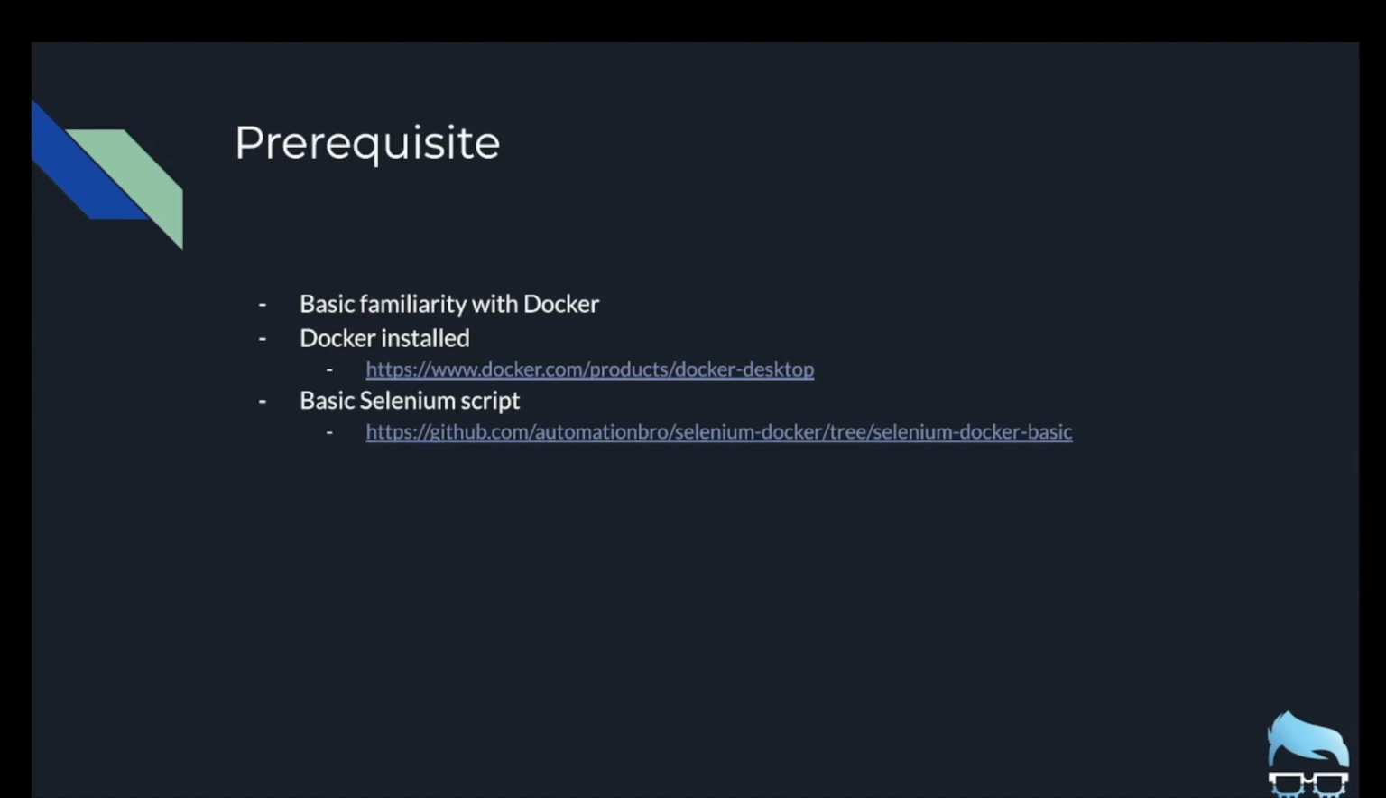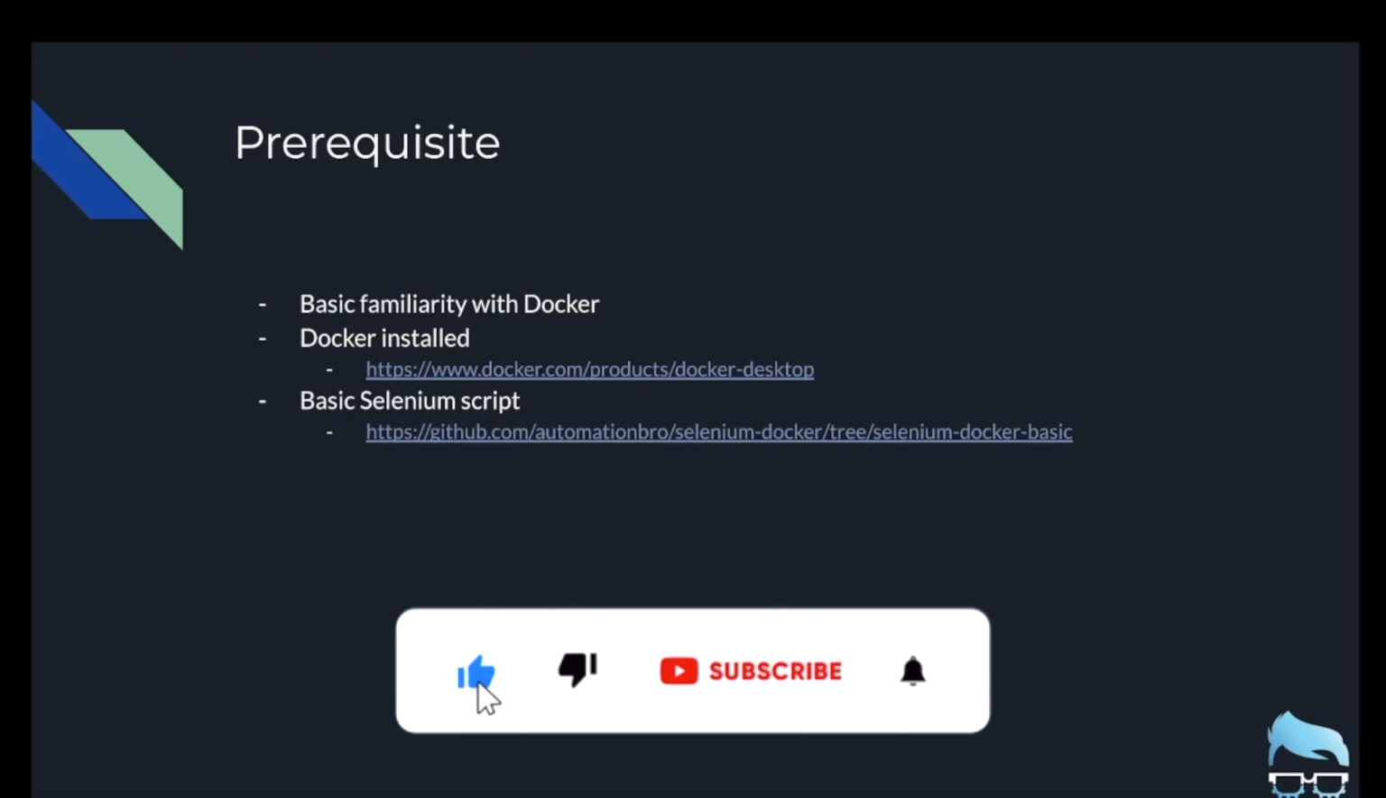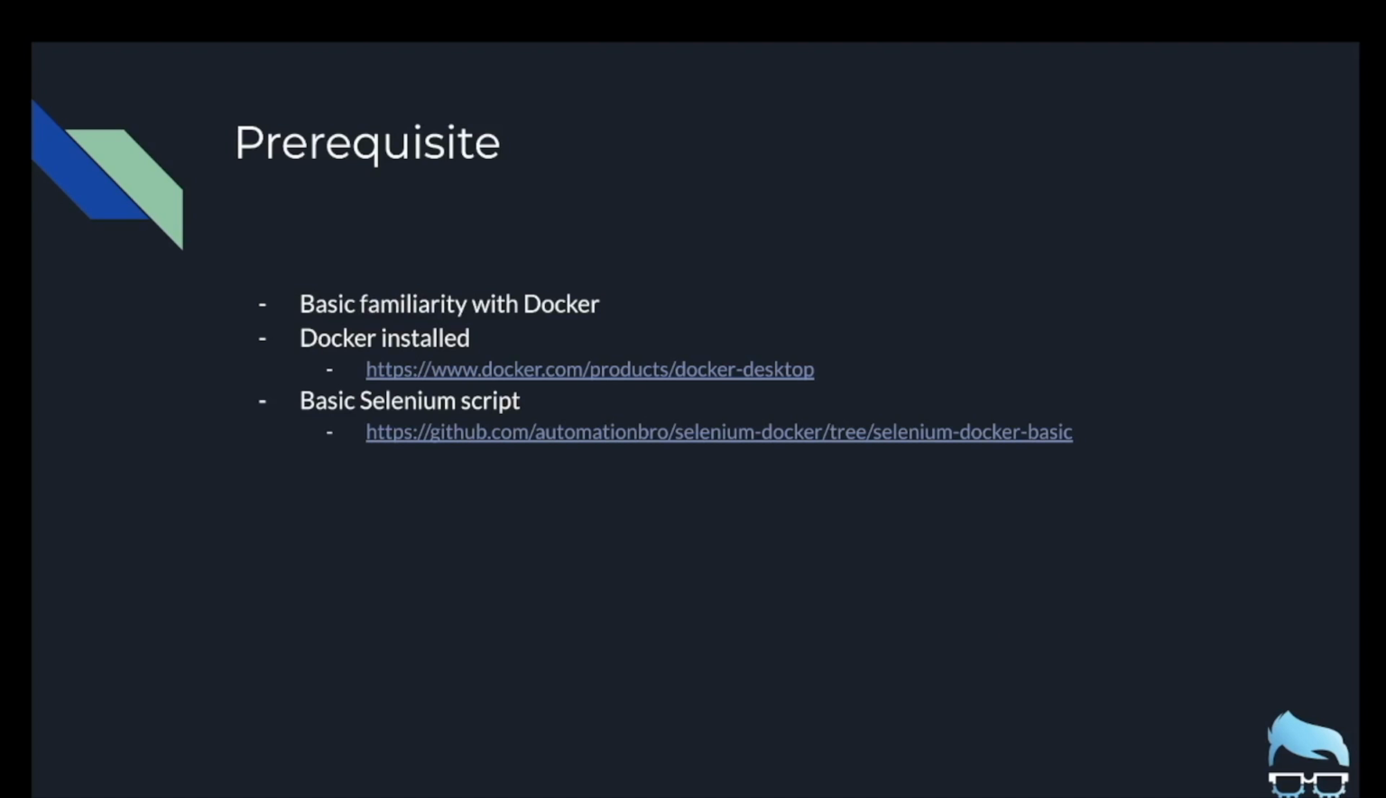The very first thing that we will go over is our prerequisite. You need to have some familiarity with Docker. You also need to have Docker installed in your machine, and then you need a Selenium script which you can execute your test on in Docker. So the test can be language agnostic, it can be in any language, it can be in any framework. The script itself doesn't really matter. What matters is how we can actually run that in Docker instead.